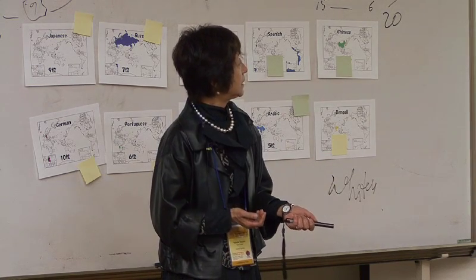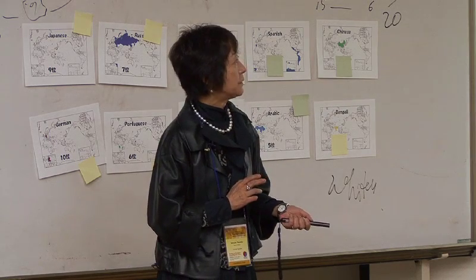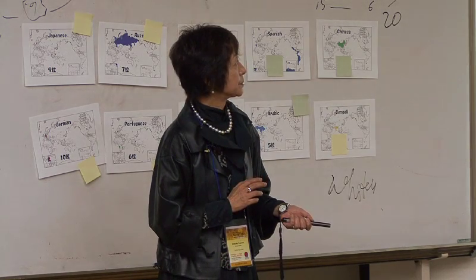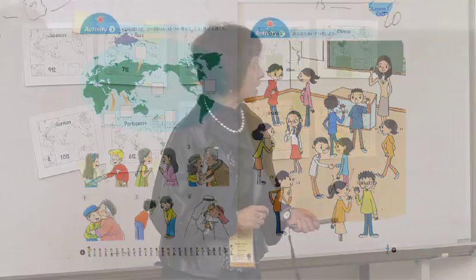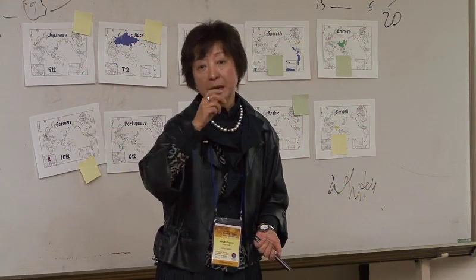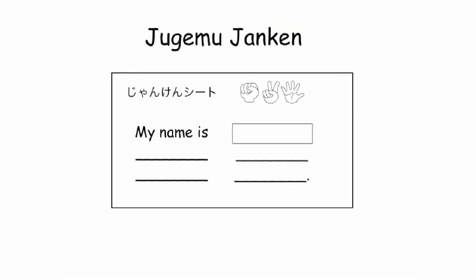Okay. Now, we have 10 minutes left, so I will just show you what we can do as a greeting activity. Keep your hats on if you like, okay? Right. Janken. Janken is rock, scissors, paper. And then you have this, right? Yes. Okay.